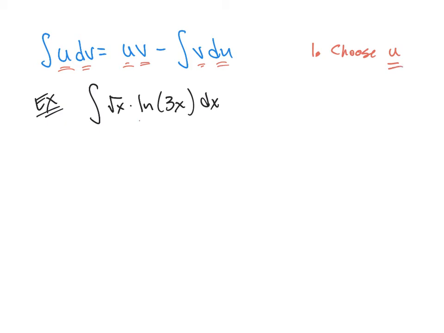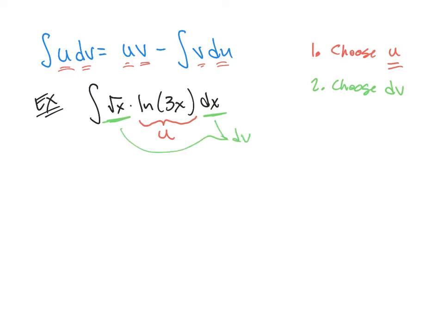Since I mentioned that I like to choose the natural log expressions, right off the bat I'm going to choose u to be natural log of 3x. Now, once you make your u choice, everything else is dv. I'm going to choose dv as my step, but you're really forced into taking everything else and making it dv. So this square root of x and this dx, those are all dv.